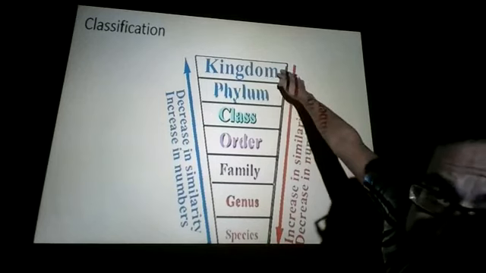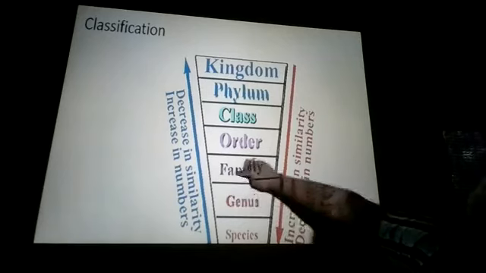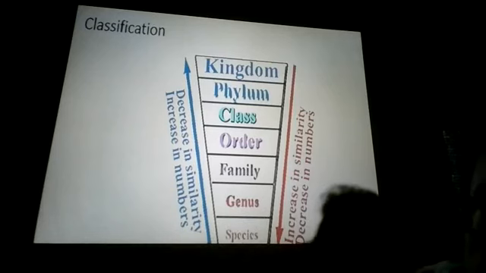Kingdom is Plantae, all the plants. When you're talking about family, orchids. The genus could be a Dendrobium, and then species is the more specialized.